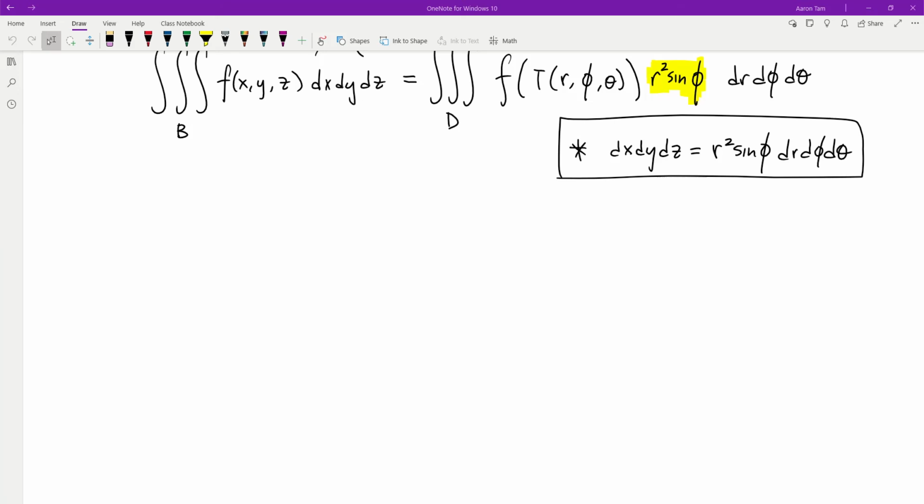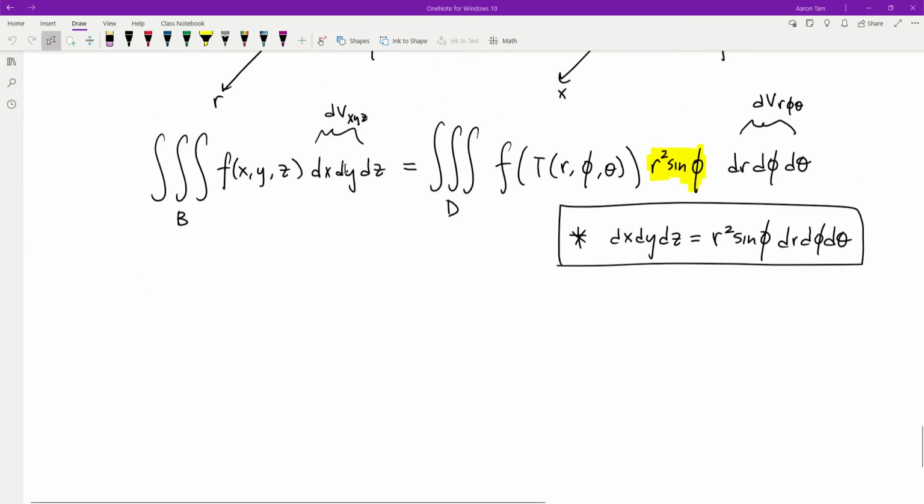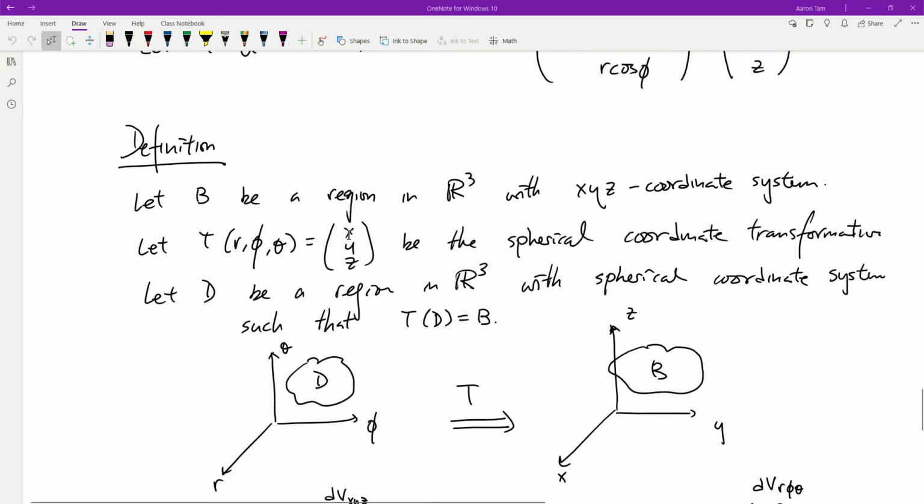Hello everyone. So today we're going to continue on 7.4. Last time we talked about how to transform an XYZ coordinate system integral into an integral that uses spherical coordinates instead. And of course, this type of change of variable works perfectly when we deal with a region of integration that has a more spherical shape than a rectangular shape.